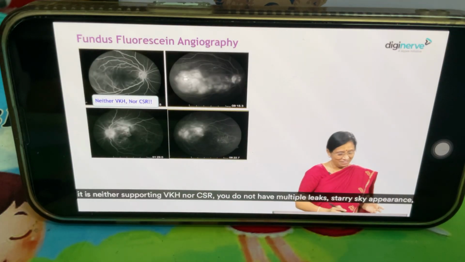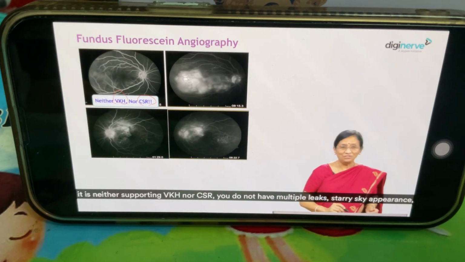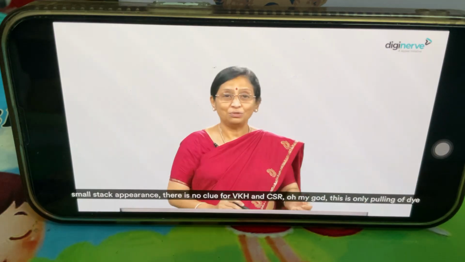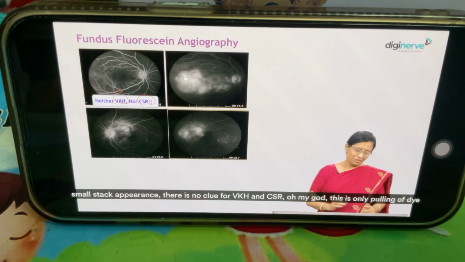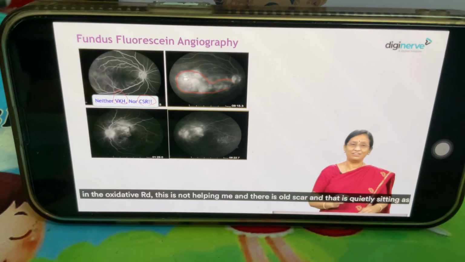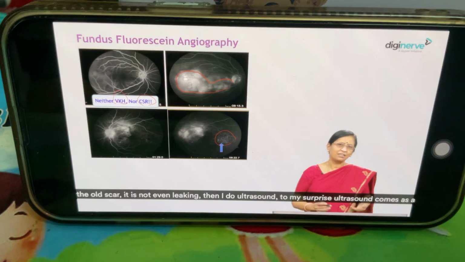Here comes your FFA. It is neither supporting VKH nor CSR. You don't have multiple leaks, starry sky appearance, or smokestack appearance. There is no clue for VKH or CSR. Oh my God. This is only pooling of dye in the exudative wall. This is not helping me. And there is an old scar, and that is quietly sitting as the old scar. It is not even leaking.